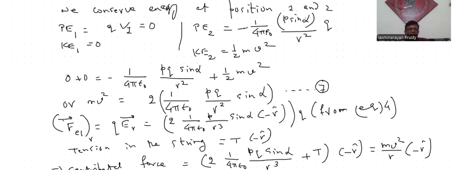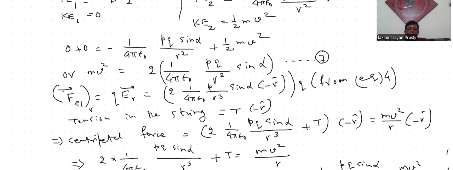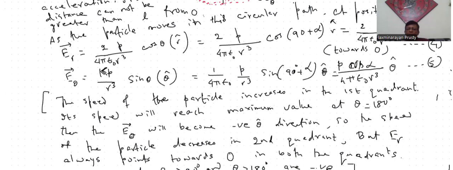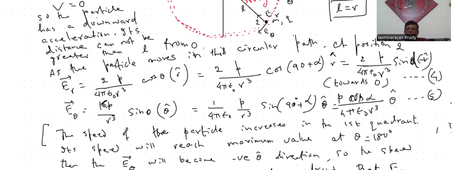So what is the electrical force then in the radial direction? EF electrical in R, meaning radial direction. How much? Q into ER. ER is how much? 2 into Kp by R cube, sin alpha, from which equation? Equation 4. You see it again. This is equation 4. Into Q multiplied, that gives you the force. Exactly, that's what I wrote.